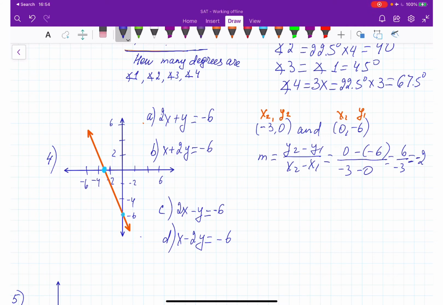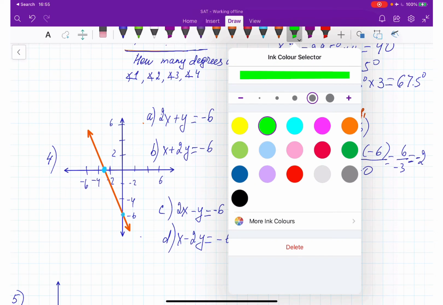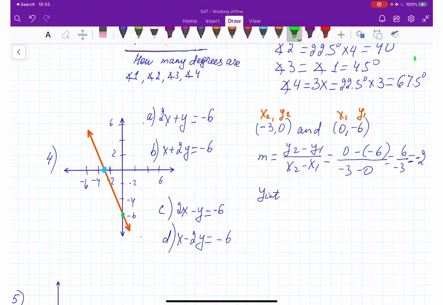Now we need to find our intercept, right? What is our y-intercept? That's when x is equal to 0, which is going to be this point. Let me see. This is going to be our intercept, right? This one, because that's where x is equal to 0. And that is going to be equal to 0 and -6, correct?